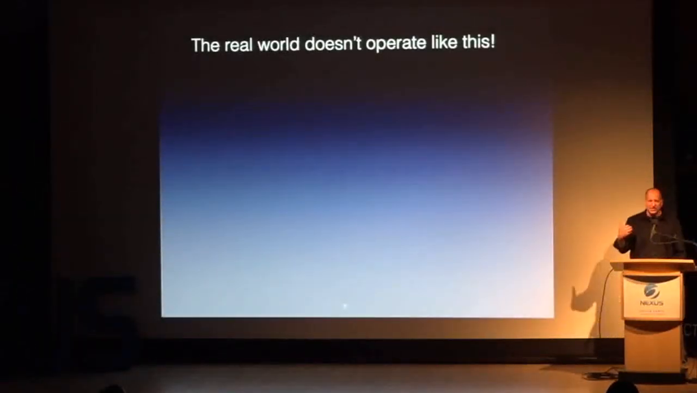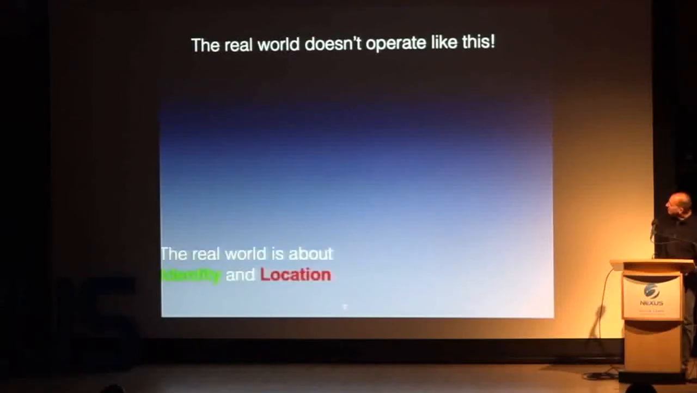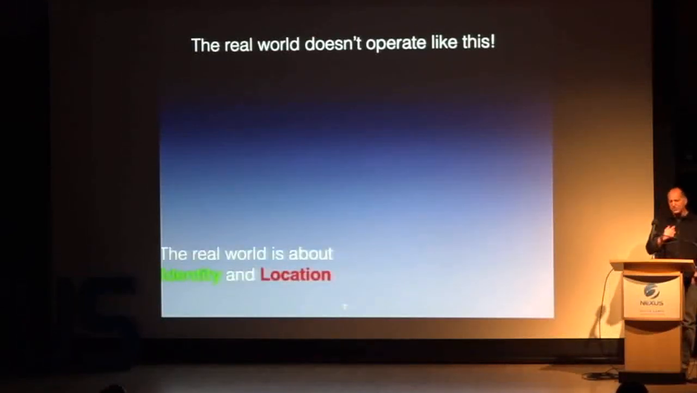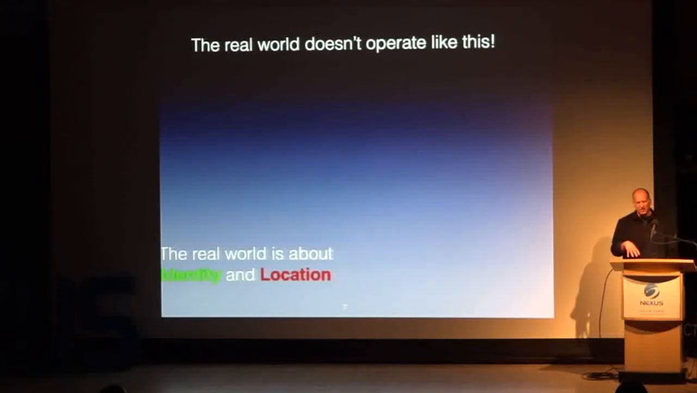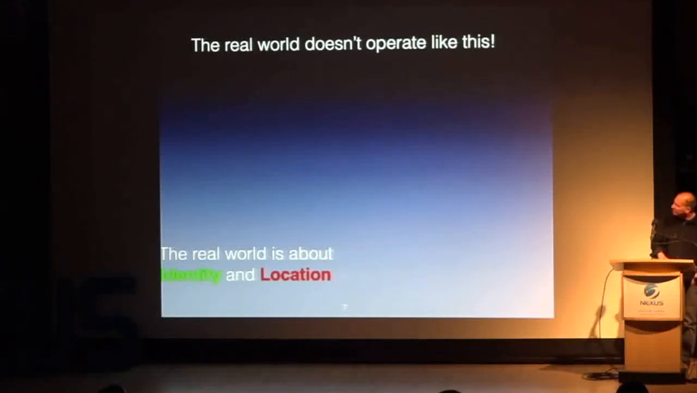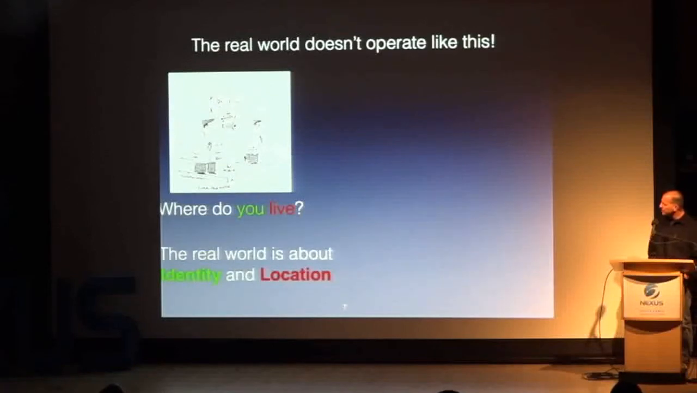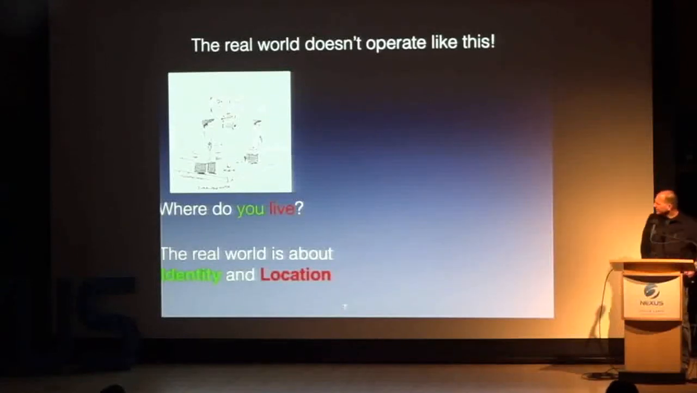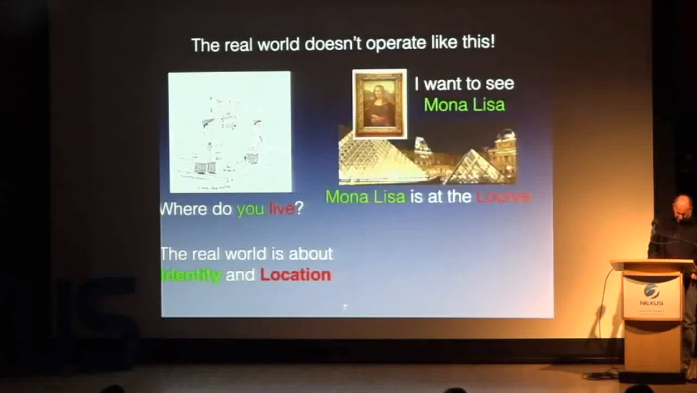So the real world doesn't operate like this, right? The real world operates on identity and location. You see me, it's Dino. I'm in Aspen, identity, location. When you go to a street corner and you ask somebody, where do you live? The you is something you care about talking to, an object, a noun, something. And live is an actual place where you can locate that person.